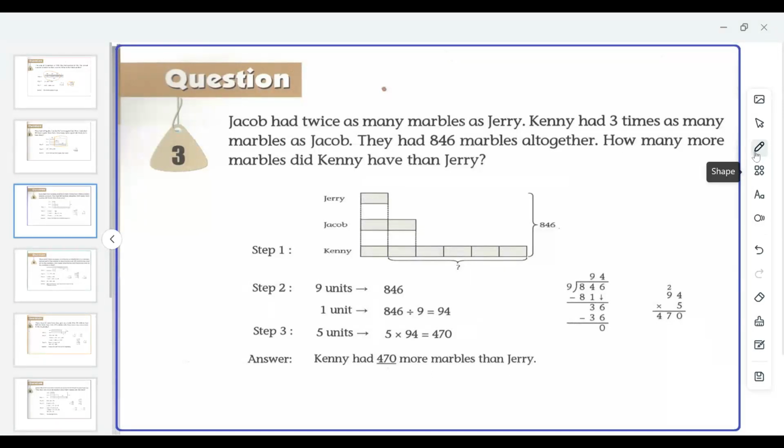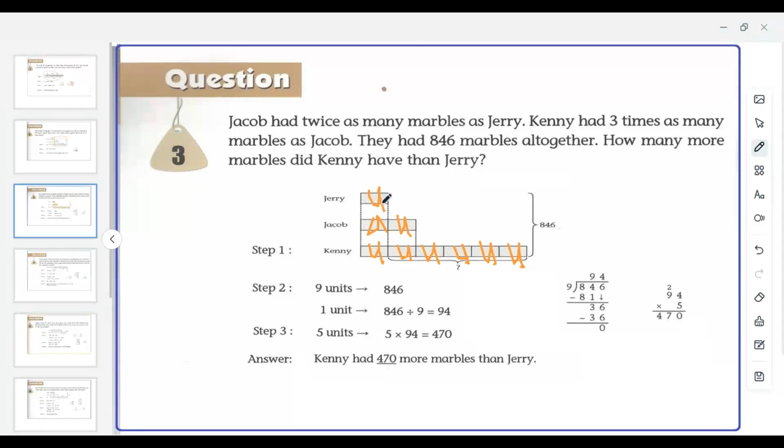Let's talk about units again, right? Okay, 1 unit, 2 units, 3 units, 4 units, 5 units, 6 units, 7 units, 8 units, 9 units. Okay, they are in proportion. They all have the same number in every unit.